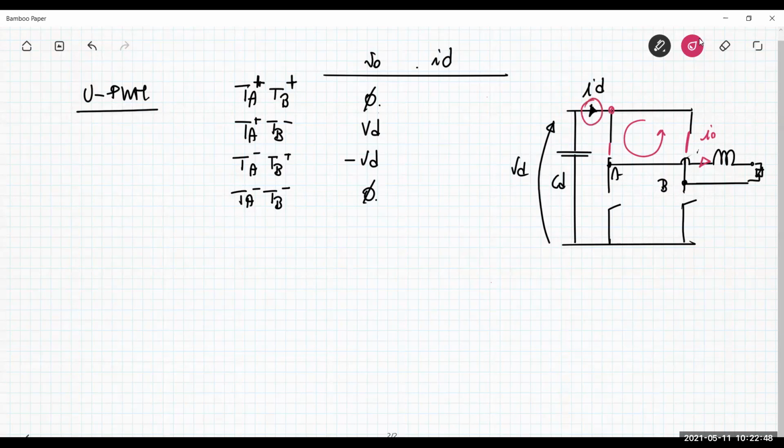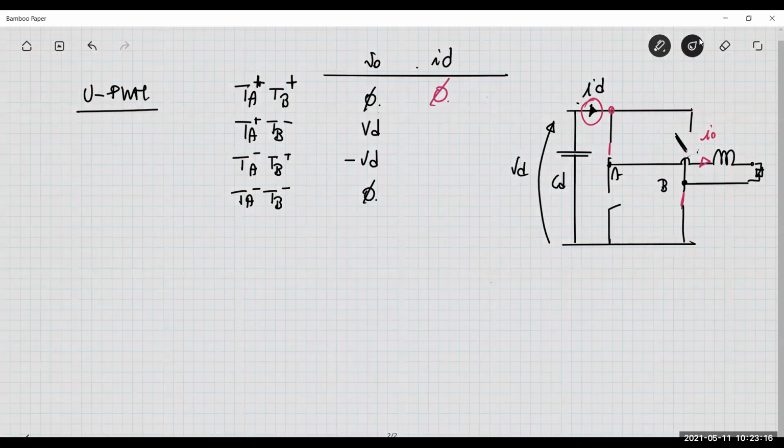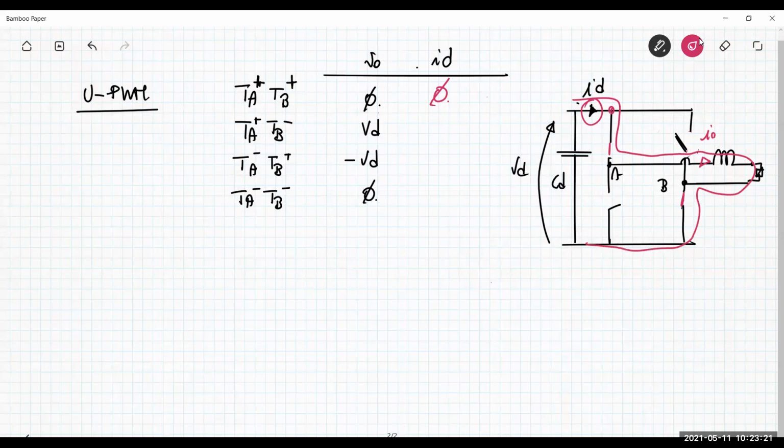What happens to the current ID? Well, the current ID basically is null. We have no current there. What happens when you have TA plus and TB minus on? In that situation, you have this case. In that case, the current flows following this path. So the current ID is the same as the current I naught.